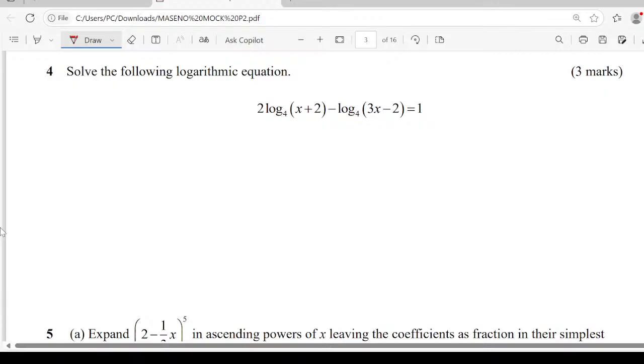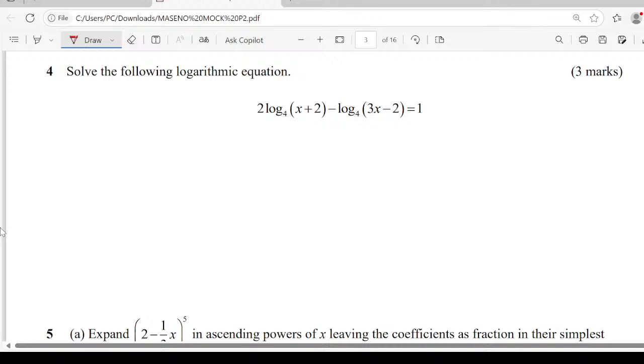Anyway, let's look at question number 4. A very, very common question in paper 2. Solve the following logarithmic equation. We've been given 2 log (x plus 2) to base 4 minus log (3x minus 2) to base 4 being equivalent to 1.